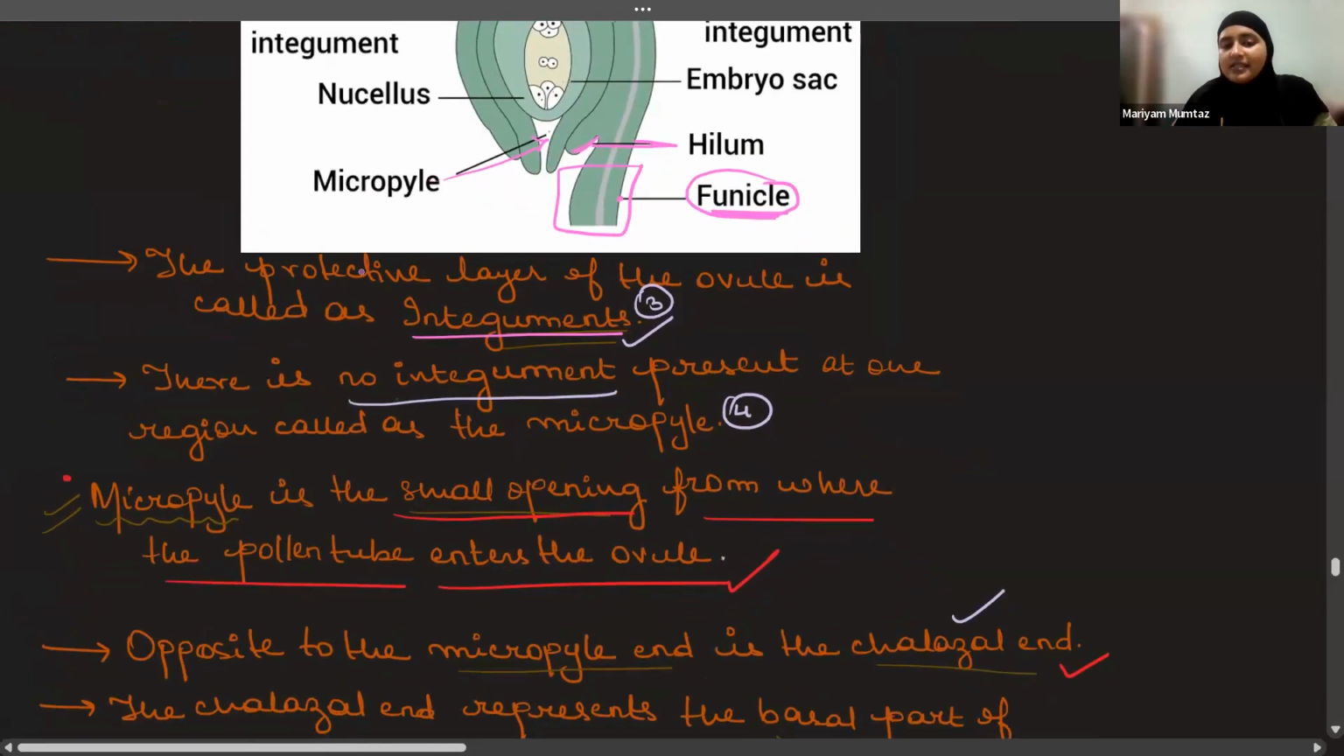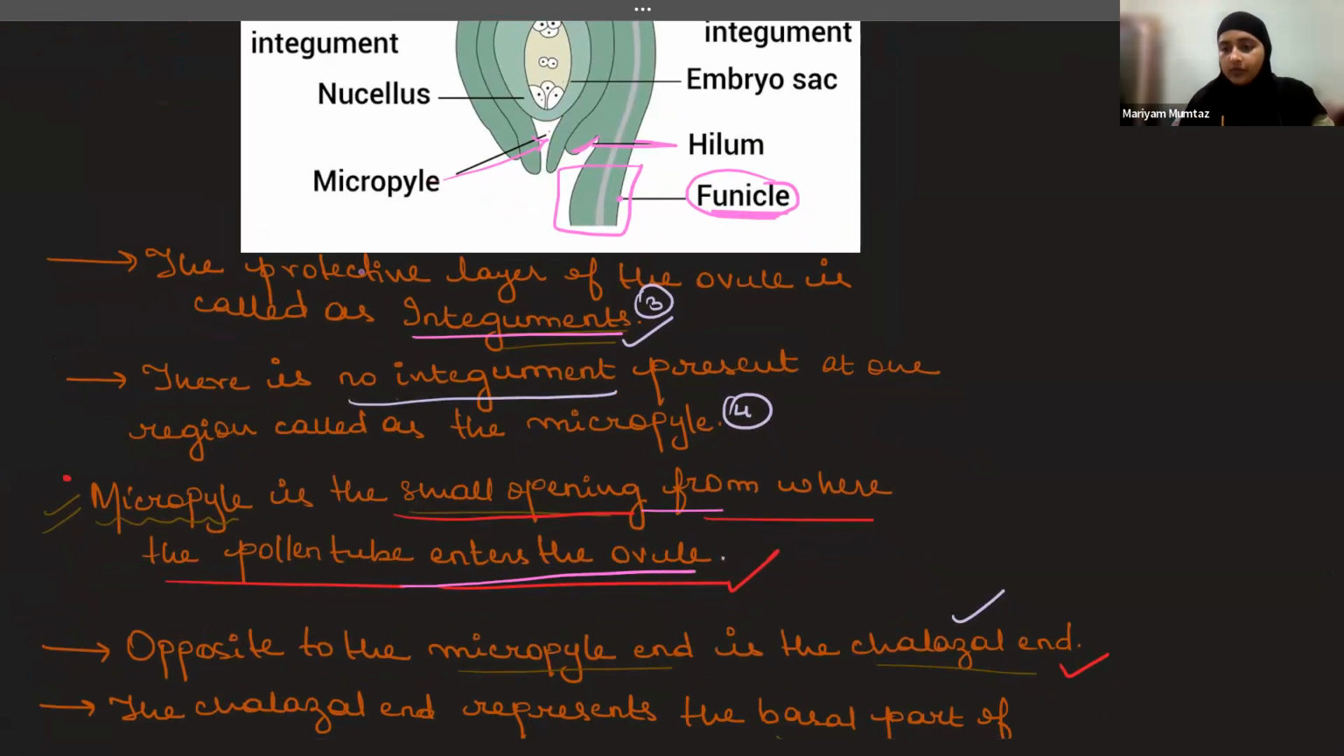Now, the micropyle is the small opening from where the pollen tube enters the ovule. We'll talk about the pollen tube later on, but for now, you should understand that the micropyle is the pathway through which something will enter. And at that area, there is no integument present at all. This much is clear.